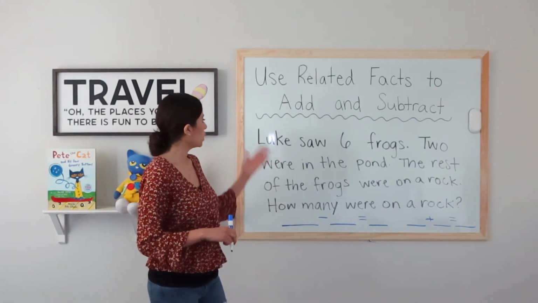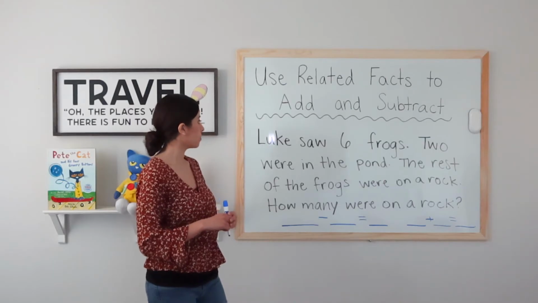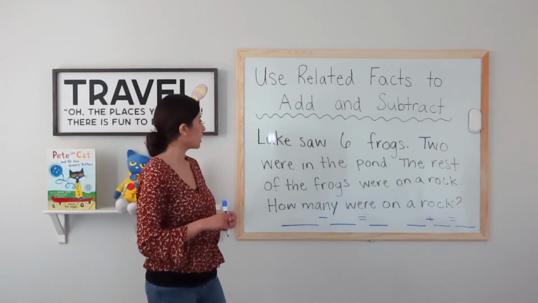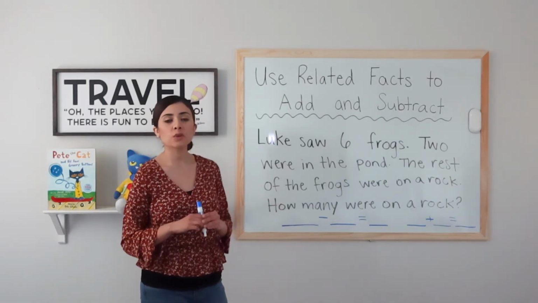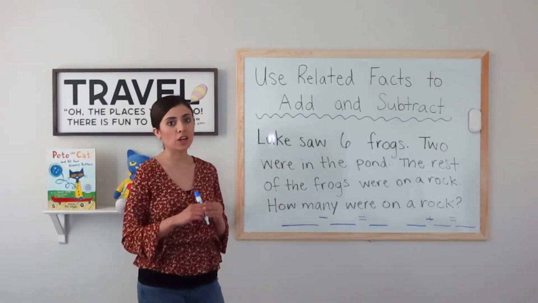It says, Luke saw 6 frogs. 2 were in the pond. The rest of the frogs were on a rock. How many were on a rock? Let's go ahead and start by circling what we already know.